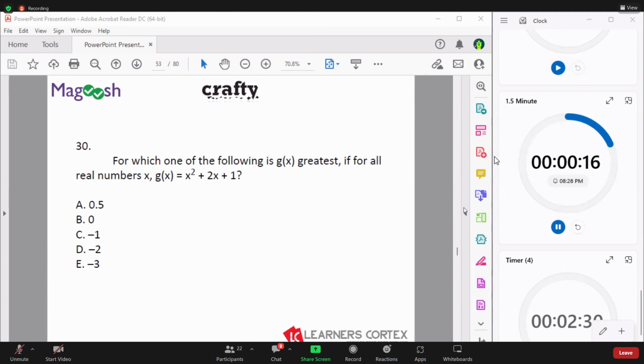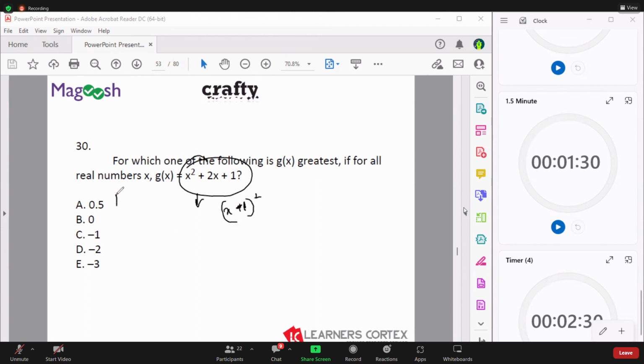Yes, Pratusha, would you like to help us? Pratusha? Sir, I tried by putting all the values in x. Yeah, we can do that as well, and that is the way we'll have to go about it. But the first thing would be to factorize this. This would come as x plus 1 whole squared.